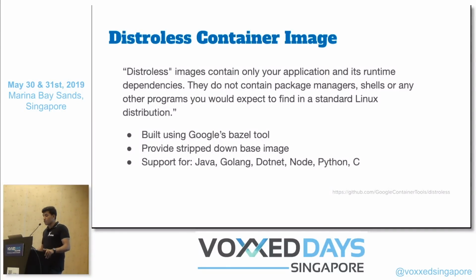And this project basically aims to create images that contain only the application and its runtime dependencies, restricting what's inside your container to exactly what your application needs to perform its function. So those images are built using Google's Bazel tool, and it supports multiple languages, including Java, of course. And one other nice thing about this project is the base image they are using is a lightweight Linux distribution. Its size is almost 8 megs. And it's glibc based, which can be considered a nice alternative to Alpine.